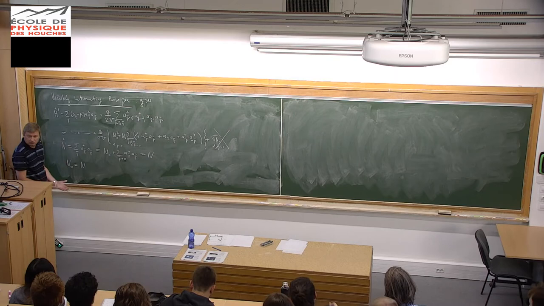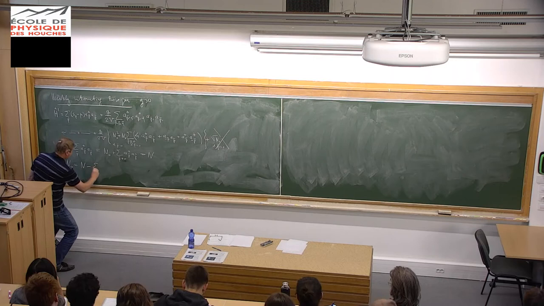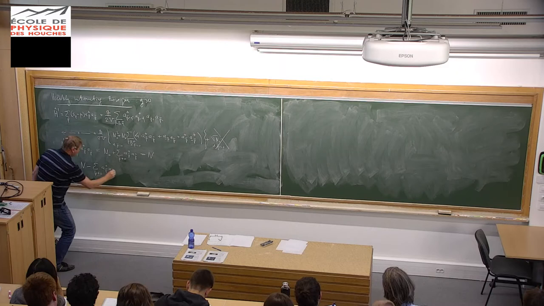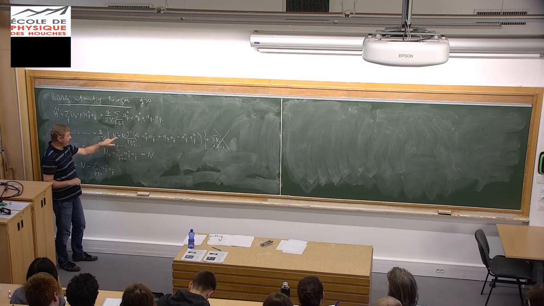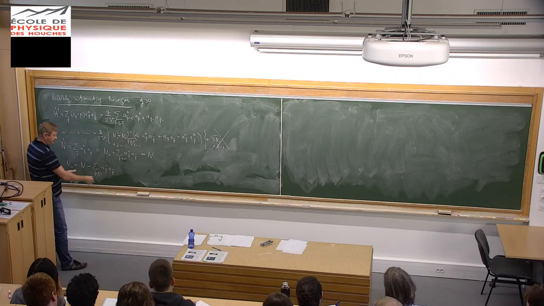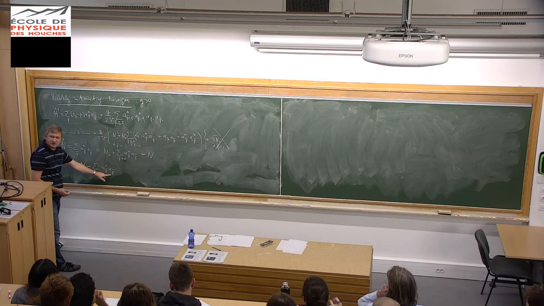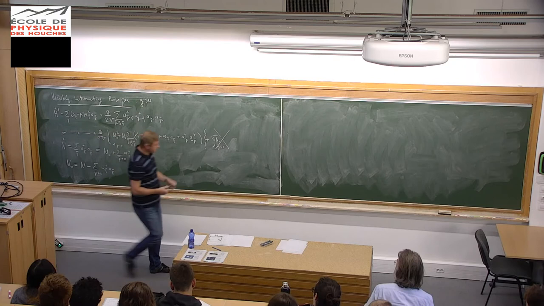Write N0 in the form N minus the sum over p non-zero of ap dagger ap, plug it in here and here, and keep only terms which are n squared and n. That means remove higher powers of operators, larger than 2. And that's, I guess, the last formula.